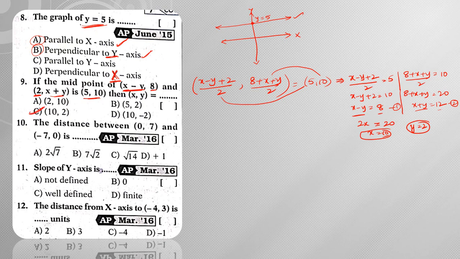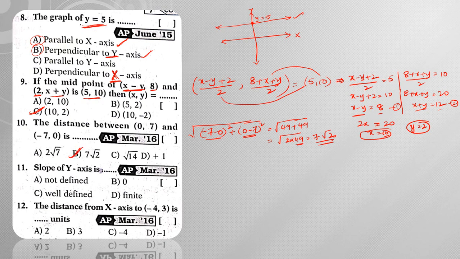Next, the distance between 0 comma 7 and minus 7 comma 0. Directly you can apply the distance formula. I get x2 minus x1 whole square, that means minus 7 minus 0 whole square, plus y2 minus y1 whole square, that is 0 minus 7 whole square. Minus 7 whole square is 49, plus minus 7 whole square is 49. So 49 plus 49 can be written as square root of 2 into 49. Already we know the square root of 49 is 7, so this is 7 root 2. Hence the answer is 7 root 2.